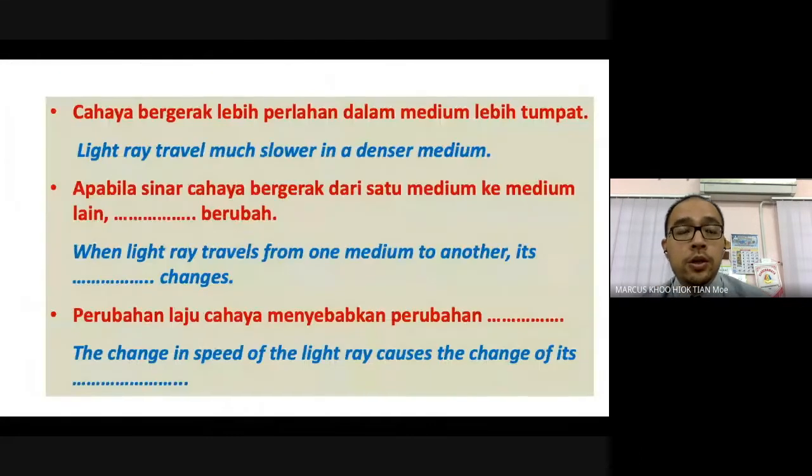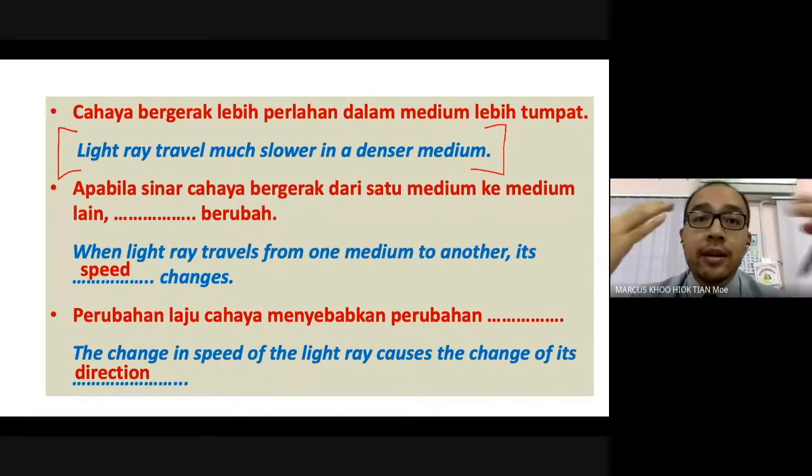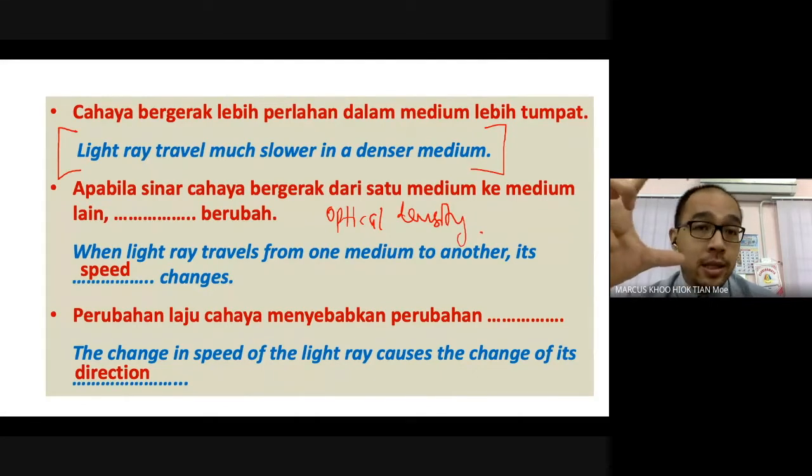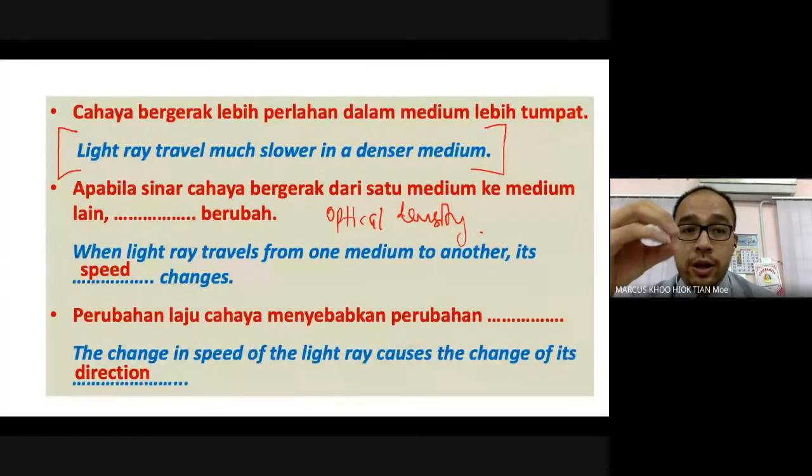So a light ray travels much slower in a denser medium. This is a very important statement. When a light ray travels from one medium to another, the speed will change. The change of speed of light causes the change of its direction, which is what we want to talk about in this. So remember, the speed of light really depends on the optical density. Again, you see this word, optical density. The bigger the optical density, the slower the light will travel inside that material.